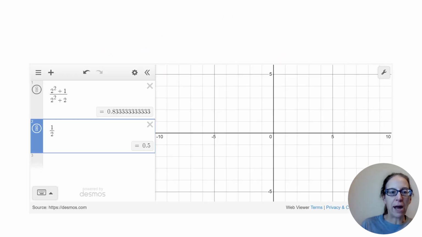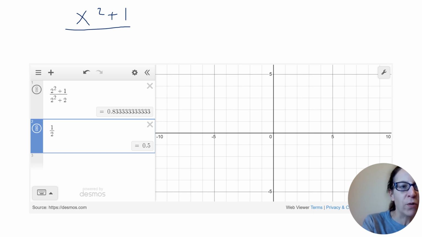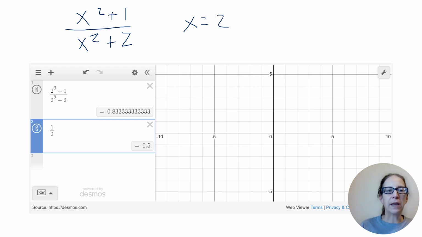So on the next slide, I actually wanted to rewrite the problem here. So we've got the x squared plus 1 over x squared plus 2. And what we're going to do is plug in x is equal to 2. Because if x is equal to 2, then we should be able to see what would or would not cancel out. Now, I think we're actually going to do this by hand.